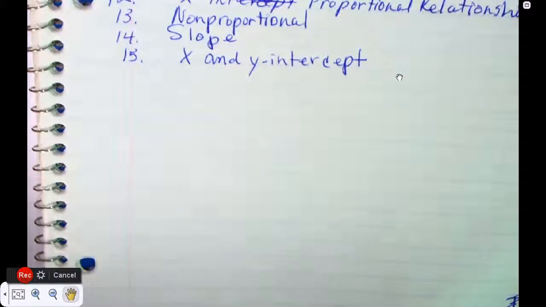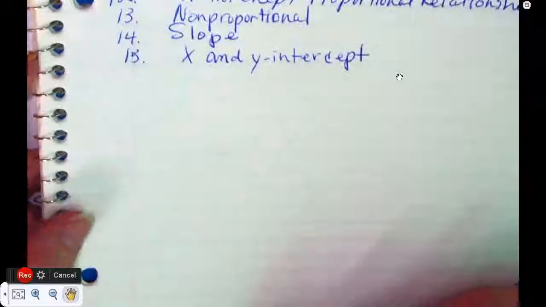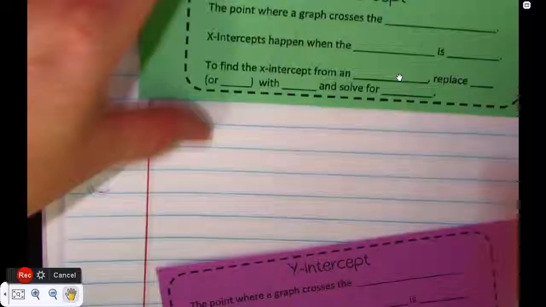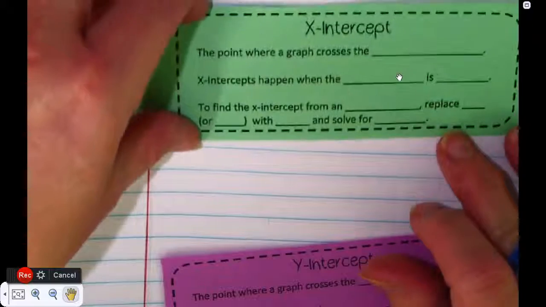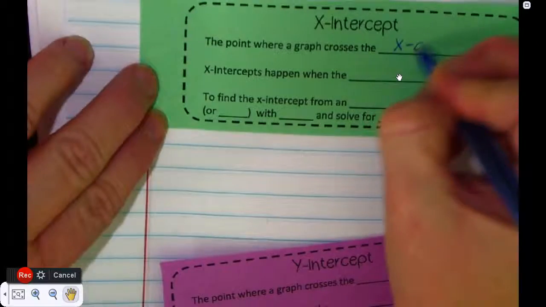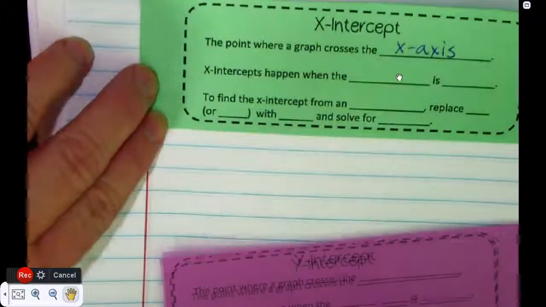Okay, tell me what the x-intercept means to you. What does that mean? X-intercept. Richard? Yes, it's the point where the graph crosses the x-axis.